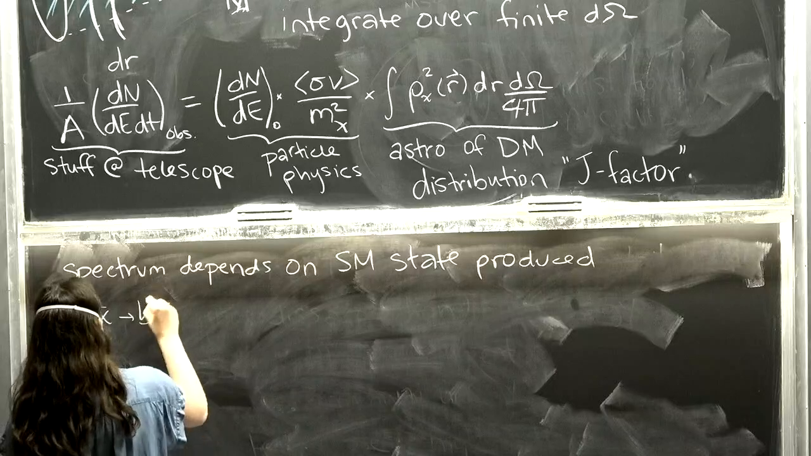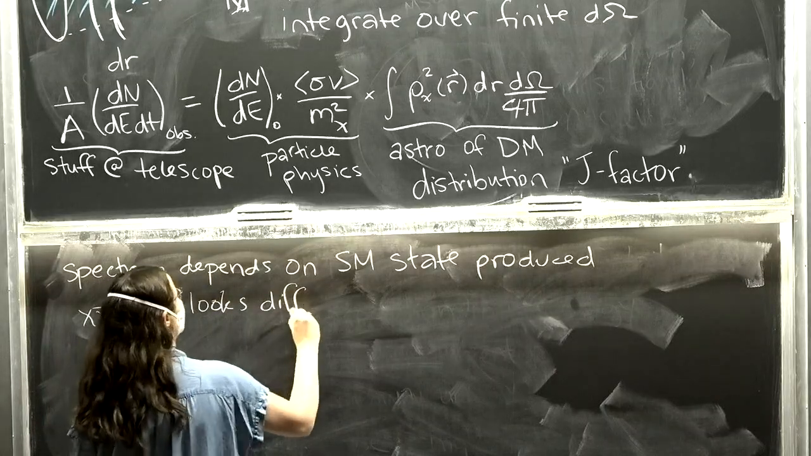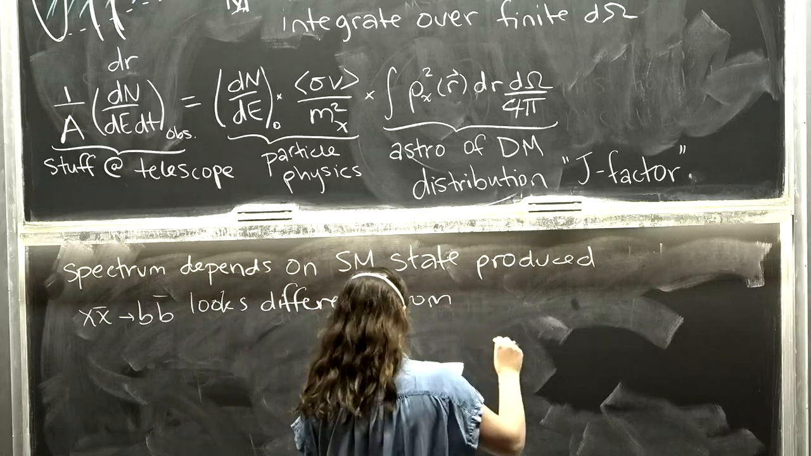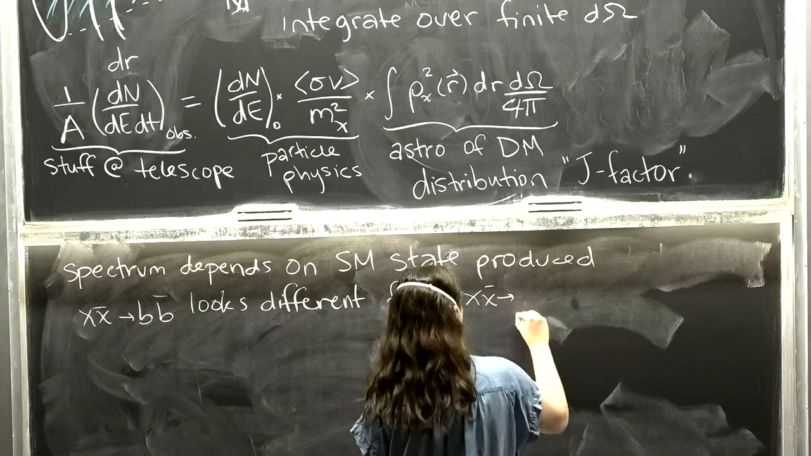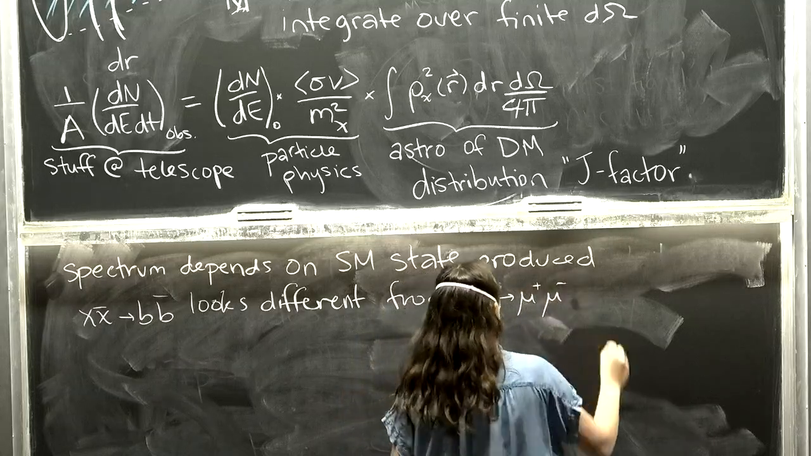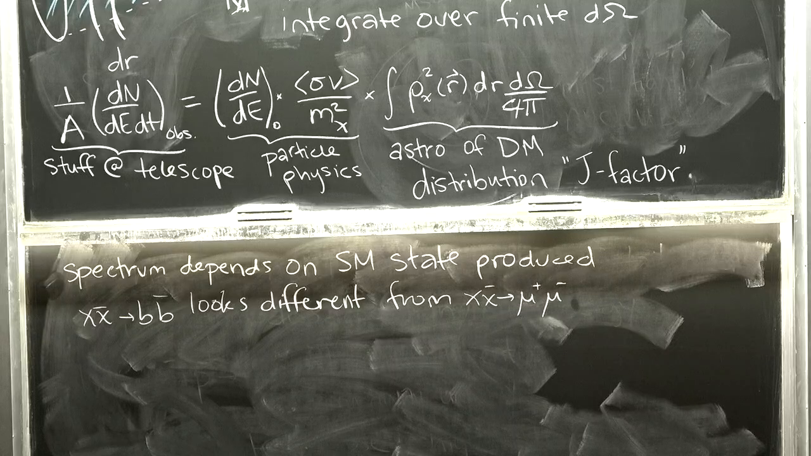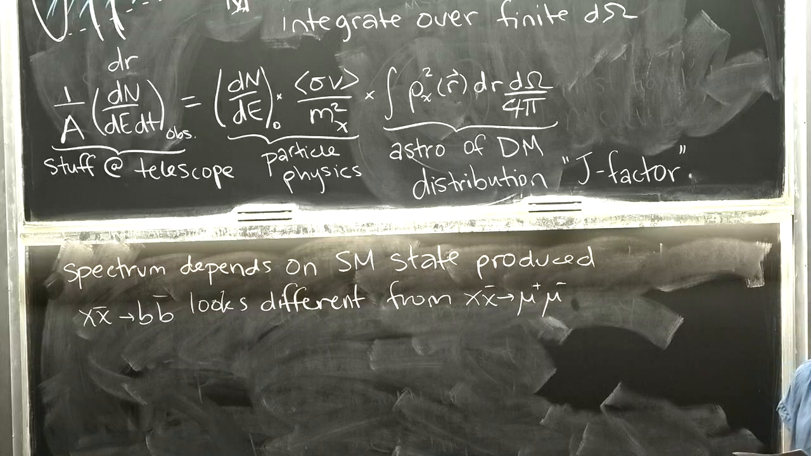Okay, so chi chi goes to b b-bar looks different from a leptonic channel, like chi chi goes to muons. Actually, muons are by far the most annoying final state, and they're the most difficult to detect. So, damn muons. Who ordered that, right? That's what I said.